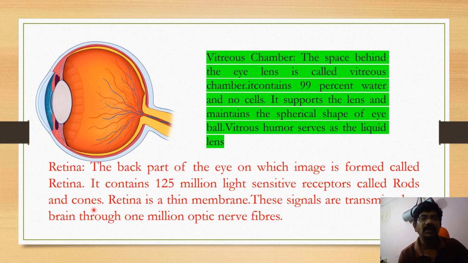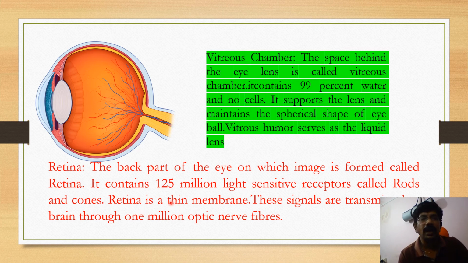Next, another function: cones. What is the function of the cones? Cones identify the color of the light or the color of the object. So the color is known with the help of the cones, and the intensity of the light is known with the help of the rods. Are you clear about that one?